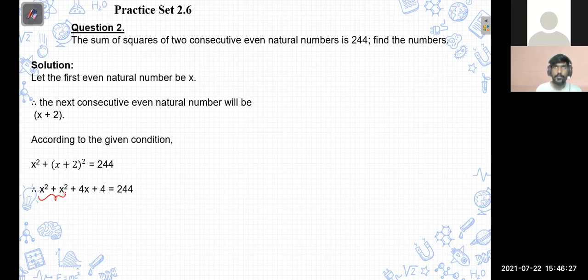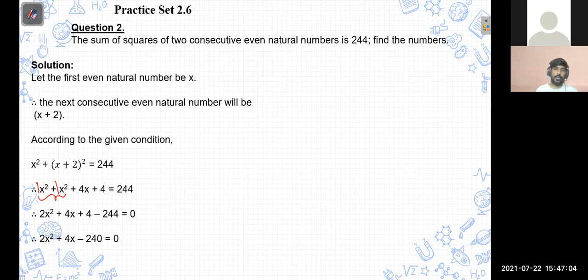What will happen? x to the power 4? No, you're adding, you're not multiplying. 2x square. So you'll have 2x square plus 4x, and then you bring 244 to this side. 4 minus 244 is minus 240. So 2x square plus 4x minus 240 equals 0.